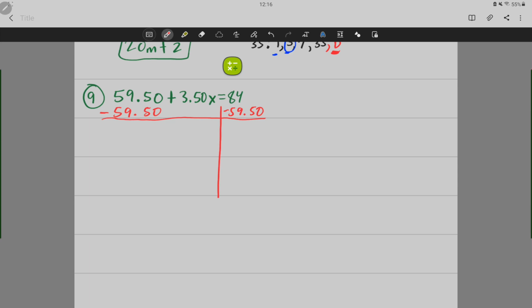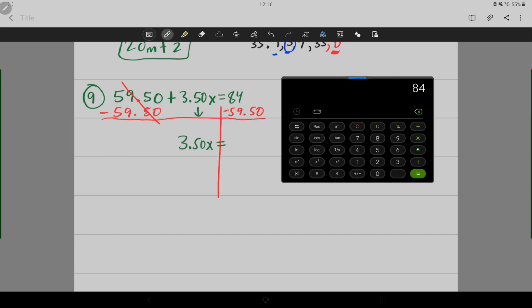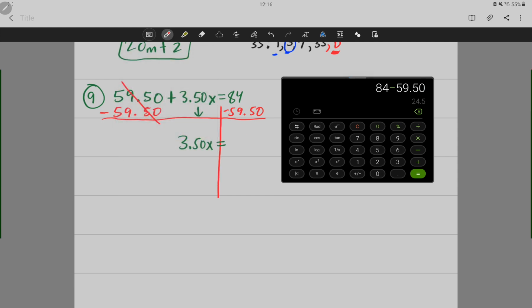So 59.50 minus itself is 0. Just cancel those. We haven't used the 3.50x. Bring that down. 3.50x equals. Now 84 minus 59.50. You can use your calculator if you choose. $84 minus 59.50 is 24.5. So in dollars and cents, this actually means $24 and not 5 cents, but 50 cents.